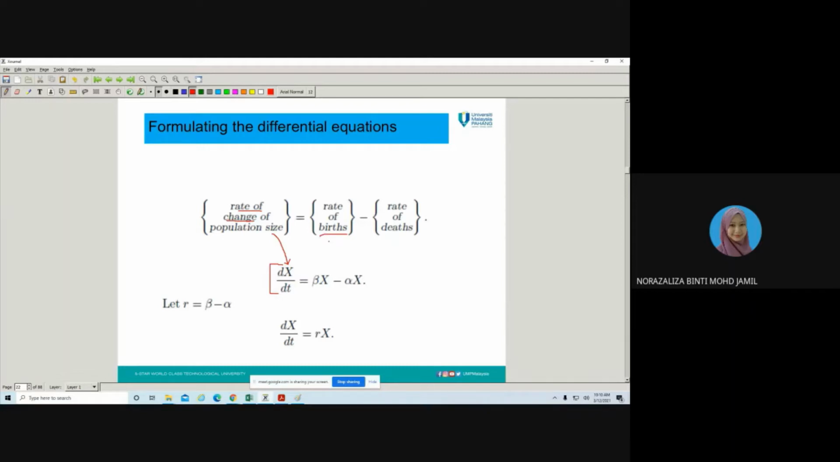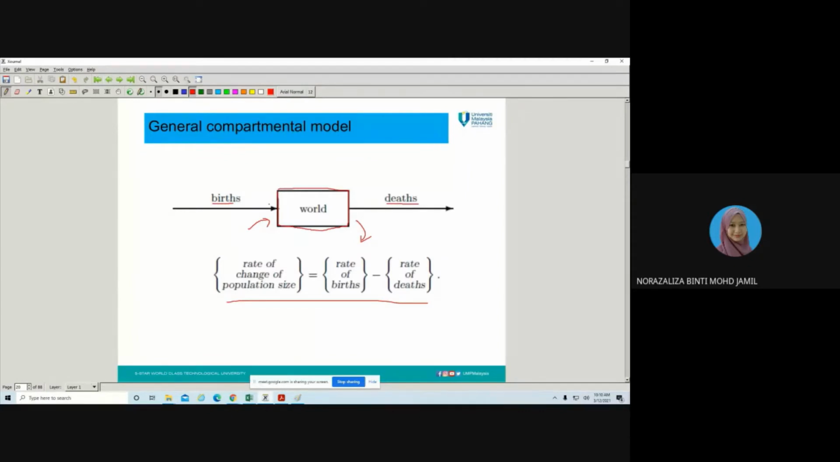We assume that the rate of birth is proportional to the population. So we can put a constant here, beta times x. X is the population. And then minus, why do we have minus here? Because it is based on the compartmental model. The addition to the population is because of birth. But the population will decrease because of death. So we need to put minus here.